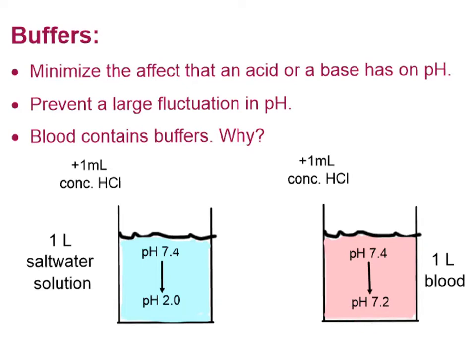So buffers prevent this large fluctuation. If an acid is added or a base is added, the overall pH will not vary tremendously. And why would that be important in blood? Did you come up with a good reason? Once you think about that, and for some advanced proficiency, you can tell me in class.